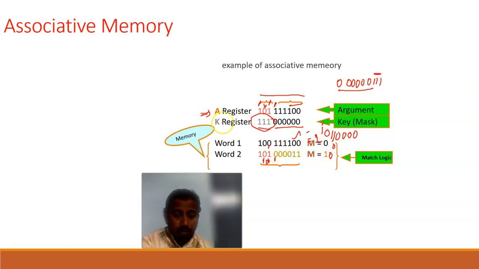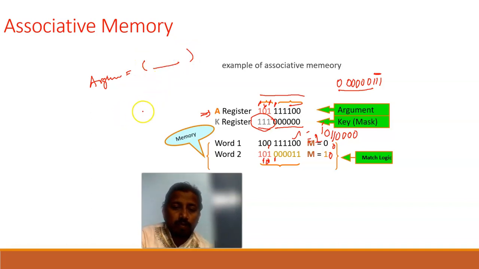So this is about how the associative memory is going to take things into consideration. First is the argument register. Whatever the value in the argument register has to be matched in the memory. The memory would be having different words, one after the other, and you would be having the match register. So this argument value is being kept with the key register.